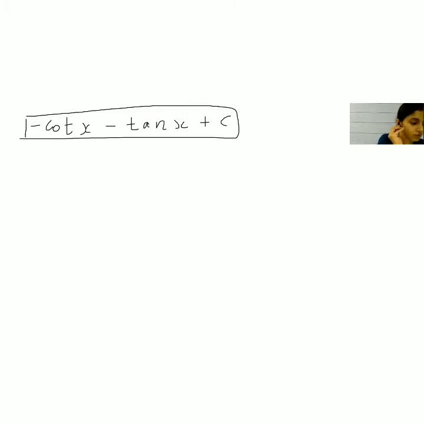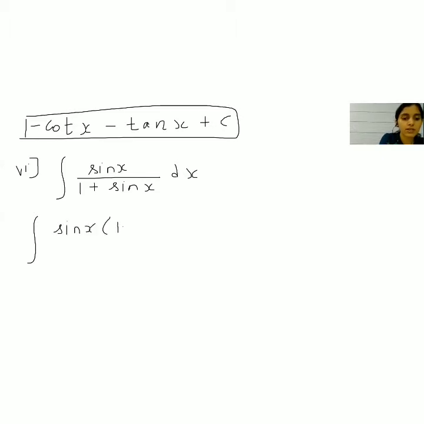And question 6 now. Question 6 says integration of sin x upon 1 plus sin x dx. Right? So now how do we solve this sum? You can use your normal rationalizing method, that is multiply and divide by 1 minus sin x. When I do that, in the numerator I will have sin x into 1 minus sin x, and in the denominator I will have 1 minus sin square x, right? What is 1 minus sin square x? It is cos square x, right?